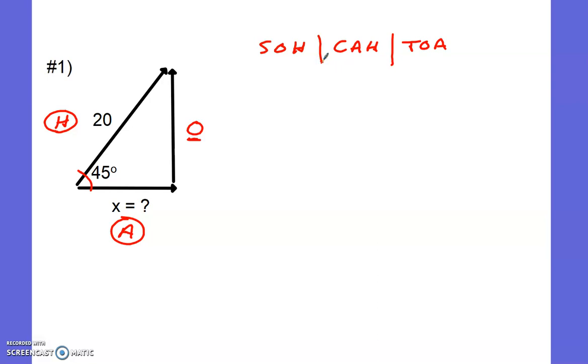Because we want to find the adjacent side, and we have the hypotenuse side, the opposite is not involved at all. So that means we want to use the cosine. The cosine uses the adjacent and the hypotenuse. So we write it out as the cosine of our angle, which is 45, is equal to our adjacent, which is our unknown x, divided by the hypotenuse, which in this case is 20.